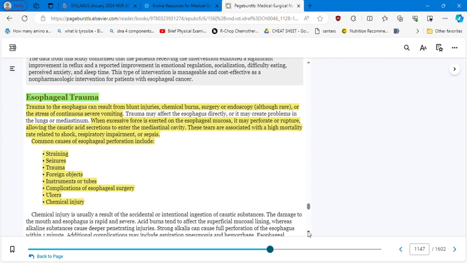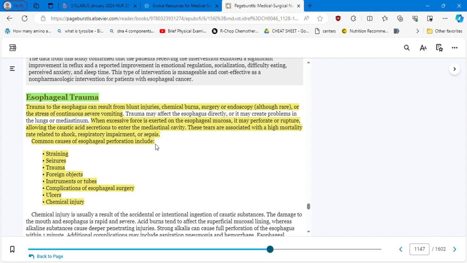Trauma to the esophagus can result from blunt injuries, chemical burns, surgery, or endoscopy, although rare, or the stress of continuous severe vomiting. When excessive force is exerted on the esophageal mucosa, it may perforate or rupture, allowing the caustic acid secretion to enter the mediastinal cavity. These tears are associated with a high mortality rate related to shock, respiratory impairment, or sepsis.